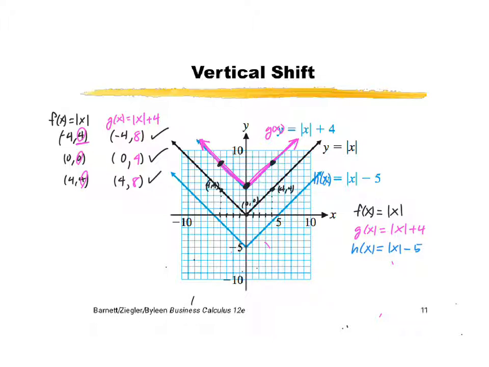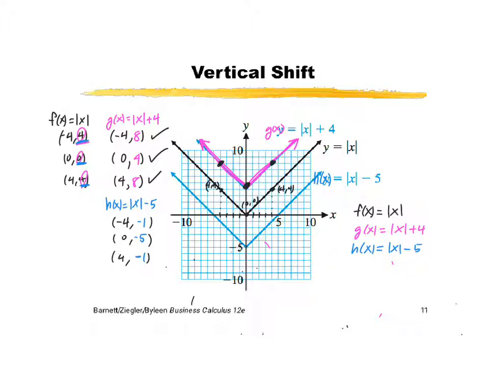Okay, so for h of x, let's go ahead and write this below. We have the absolute value of x minus 5. So in this case here, all of my x coordinates will stay the same. Let's go ahead and write those in. Okay. But since I'm subtracting 5 from the absolute value of x or my y, I have 4 minus 5, which is -1, 0 minus 5, which is -5, and then 4 minus 5, which is -1.